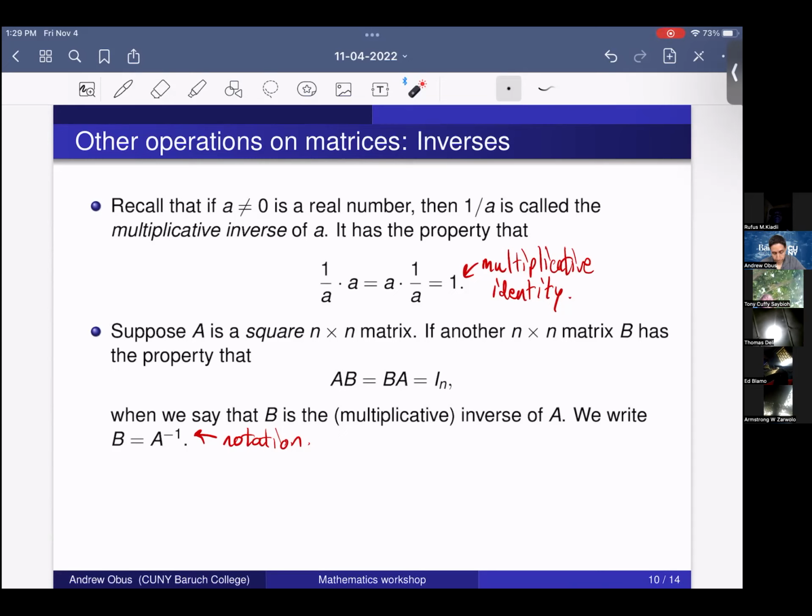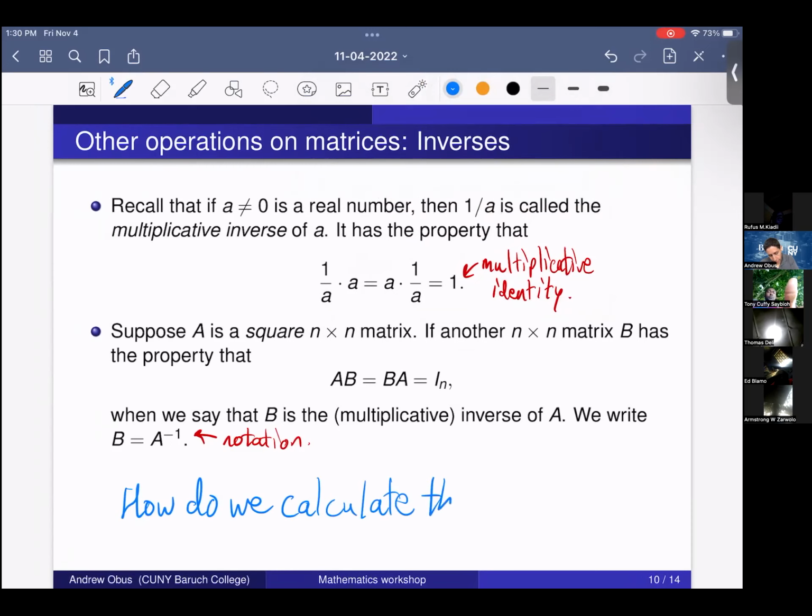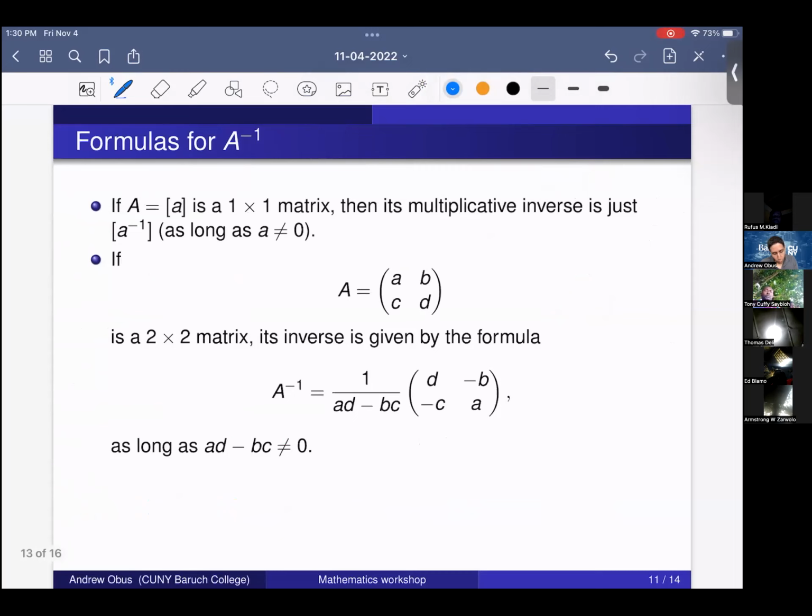Okay. And so the question is, how do we calculate this? In general, this is somewhat complicated, but I'll show you a couple of special cases. We're almost out of time, but let me give you one last formula before we end. I'm going to give you the formula for 1 by 1 and for 2 by 2 matrices.